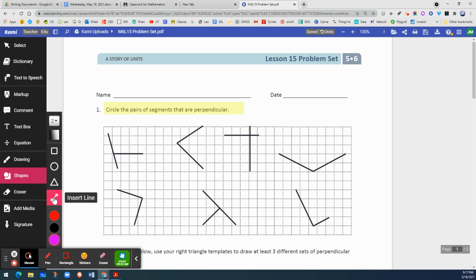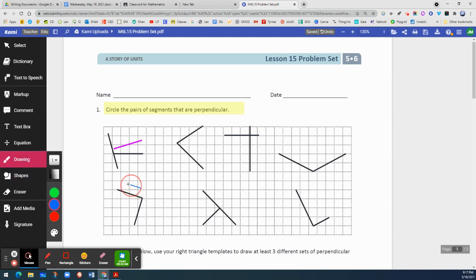I'm going to use my line tool. As you can see, this one would be perpendicular if it was going like this. It will make a T. So that is not perpendicular. Oh, look at this one. This one makes an L, a perfect L. So that would be perpendicular.